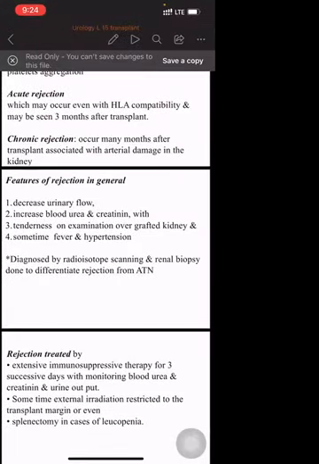Okay. Features of rejection in general. How do I say this patient has rejection? Decrease urine flow or decrease urine output. Increase blood urea and serum creatinine. Tenderness on examination over grafted kidney. And sometimes fever and hypertension.